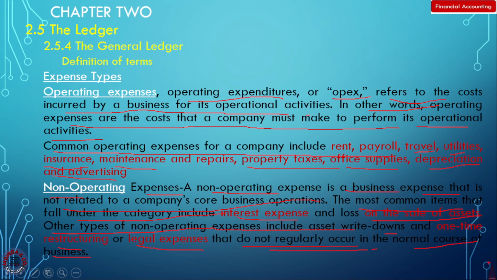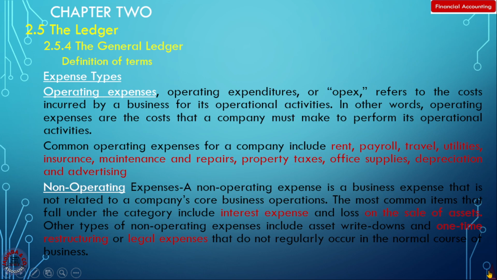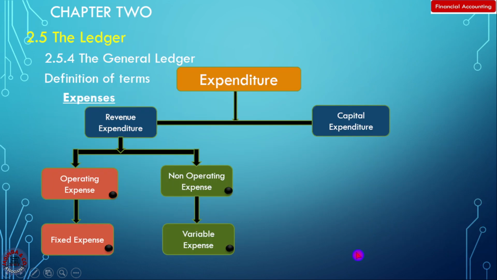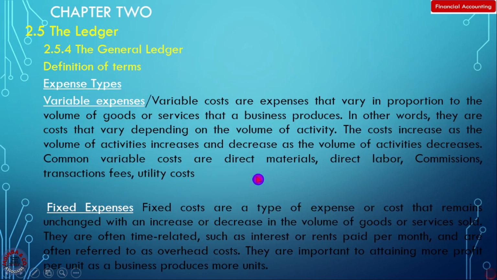So let's go back again and see what we mean by fixed and variable expenses. Here we have fixed and we have also variable expense. So let's see what we mean by fixed expense. When we talk about fixed expense, we are saying fixed expense costs are a type of expense or cost that remains unchanged with an increase or decrease of the volume of goods or services sold.